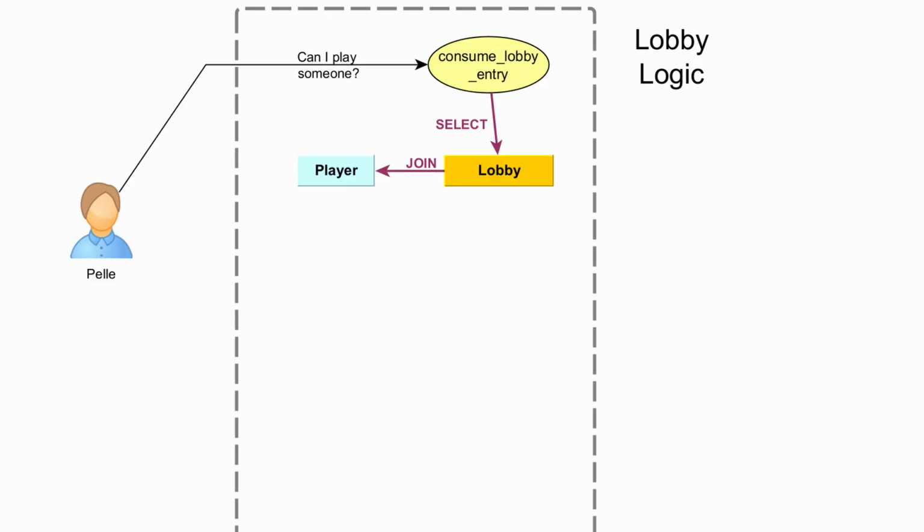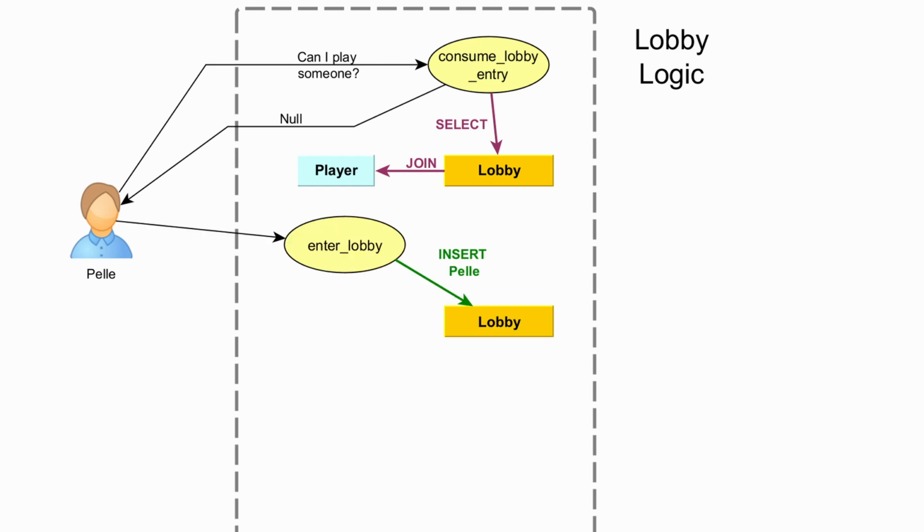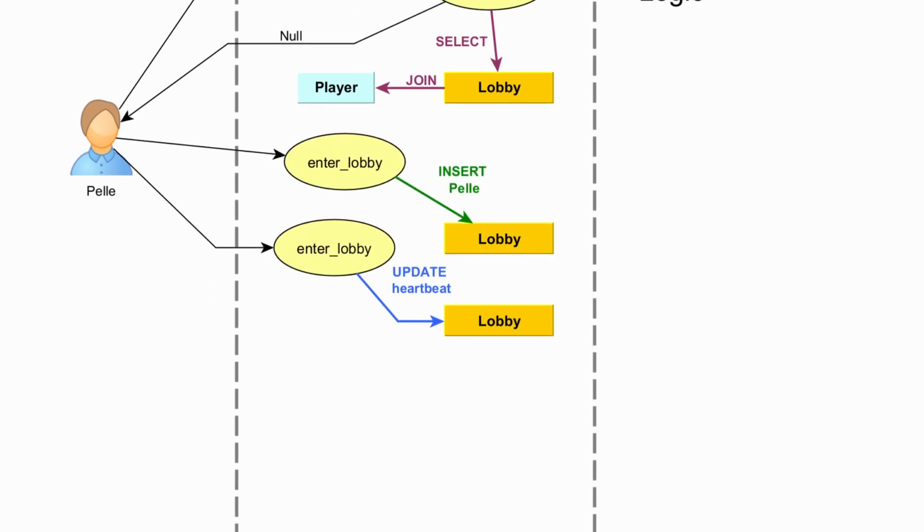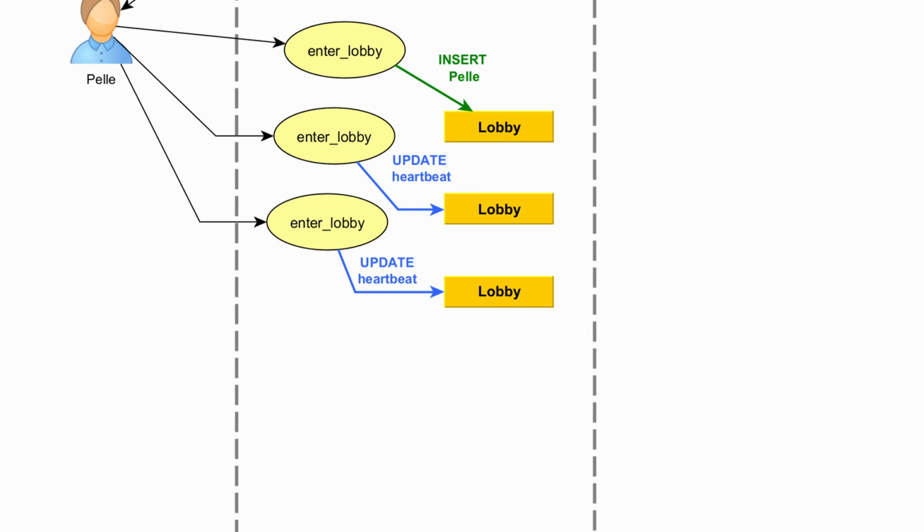When Pelle wants to play, he will first look in the lobby. He cannot match with anyone, so null is returned. Pelle now enters the lobby himself. Pelle's client will keep calling the enter lobby to prove that he is still around.